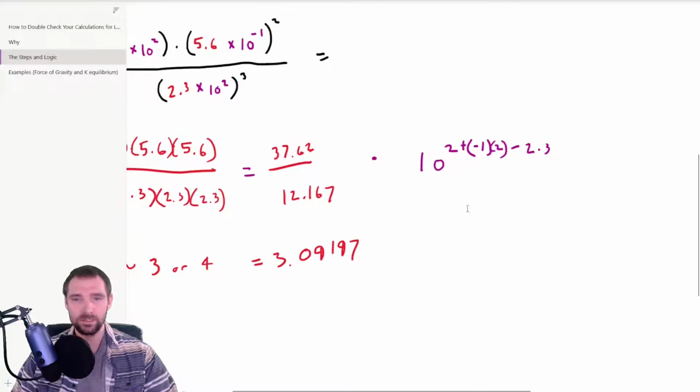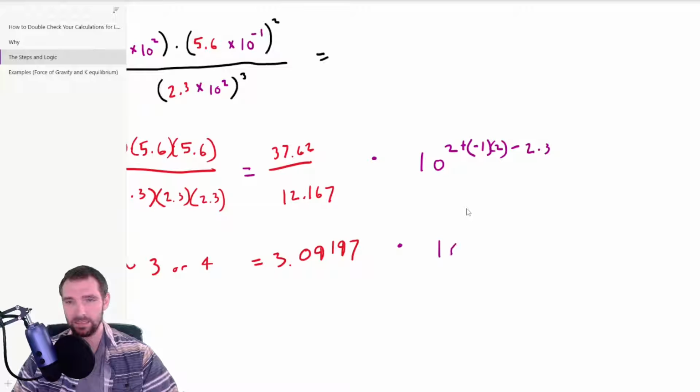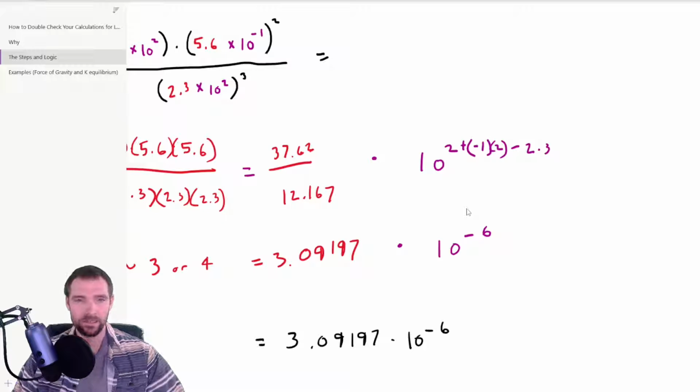So we now know if we do all of that math, we should be having some number times 10 up to, it looks like 2 plus another 2, that's 4. Or actually, no, this is minus 2. So that's 2 minus 2, so that's 0. And then minus 6. So I've got 10 up to the minus 6. So this final answer, if we do this on the calculator, I bet is 3.09197 times 10 up to the minus 6. I bet you that's what that k value is.